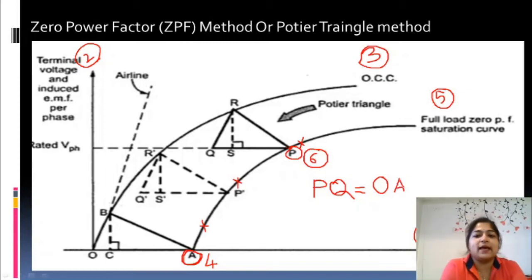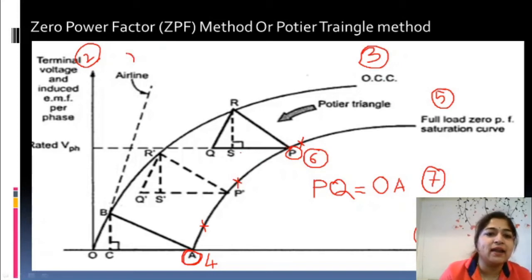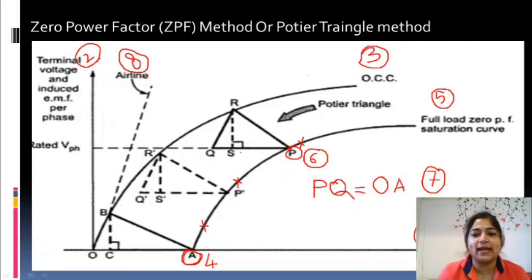Now, what is the next step? This is your seventh step, to draw PQ equals OA. Next we will draw the air line tangent to OCC. Now how do we draw a tangent to OCC? We always take the first two points of the curve and draw a straight line, and that will be tangent to OCC. So drawing this tangent to OCC is our eighth step.